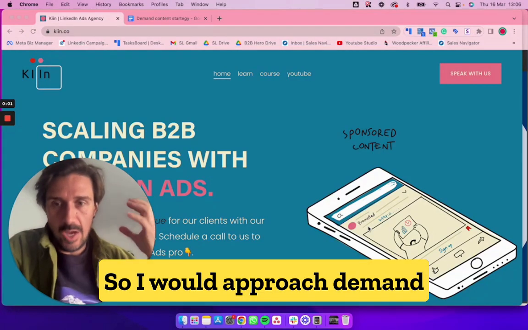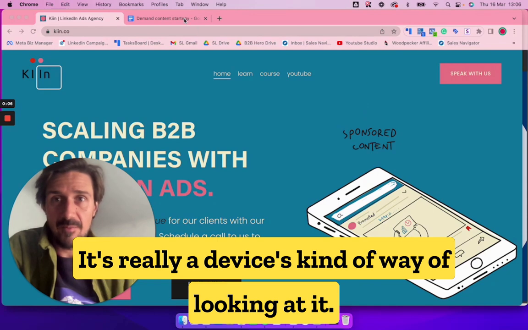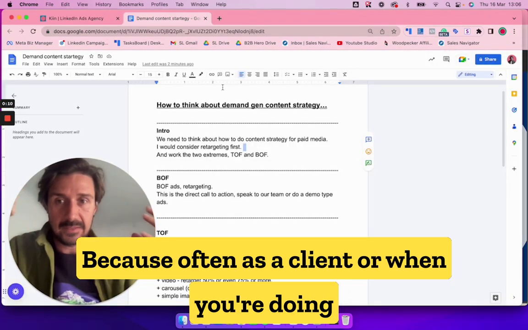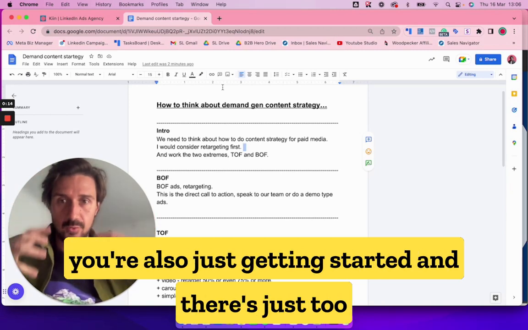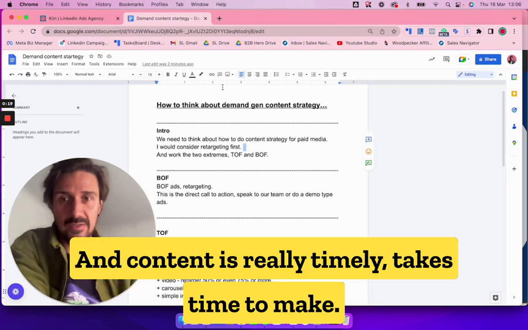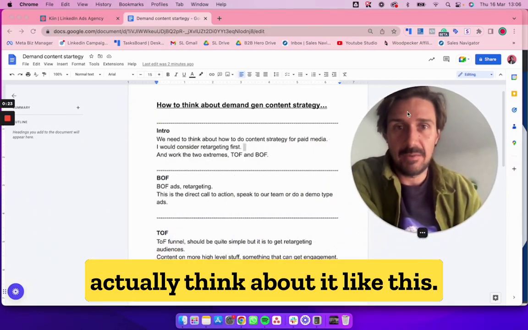So I would approach demand gen content strategy like this. I've devised this way of looking at it because often, as a client or when you're doing this, there's just too much to think about, and you're also just getting started, and there are too many bits of content to make, and content takes time to make. So what I would do is think about it like this.